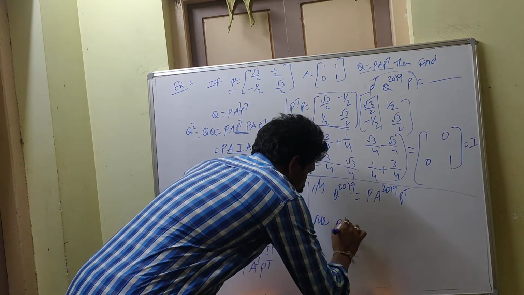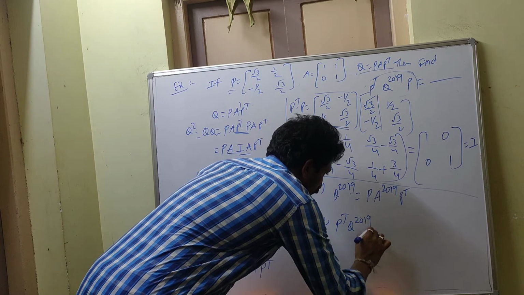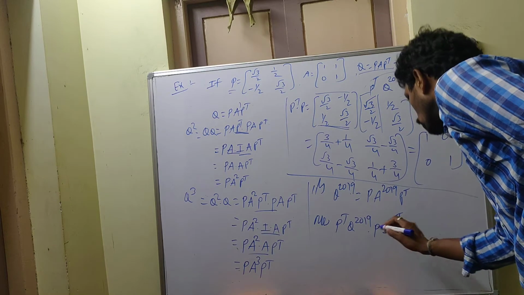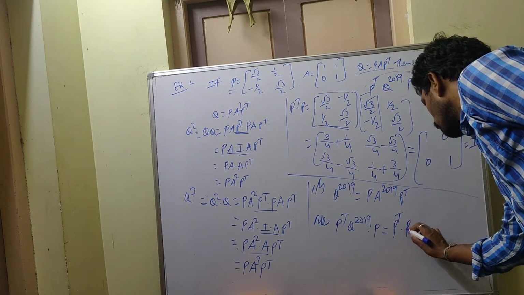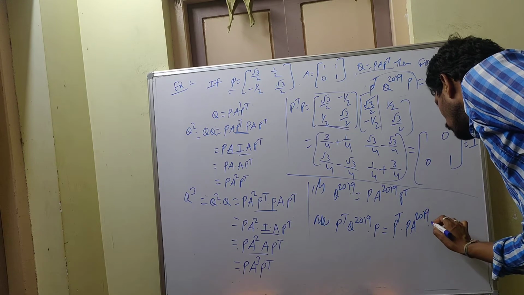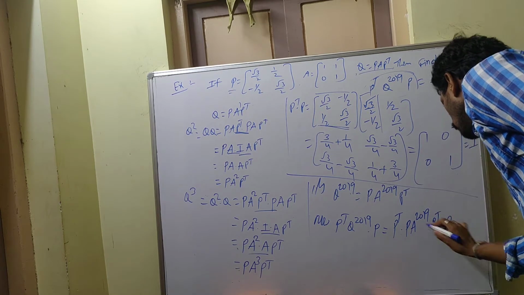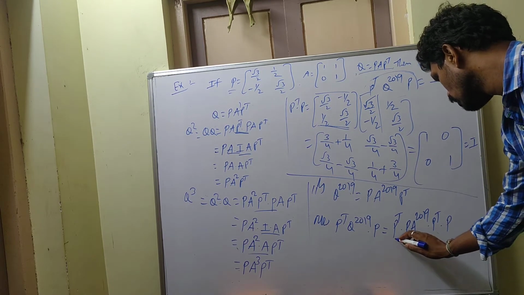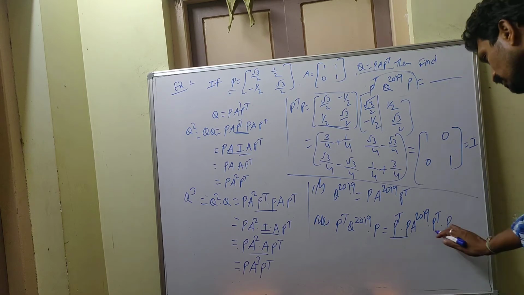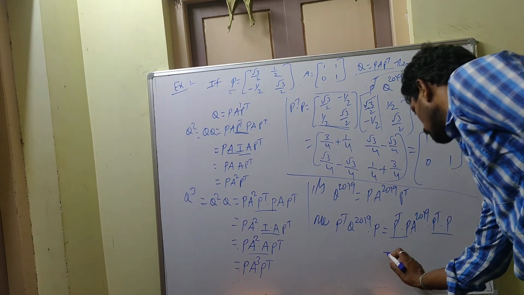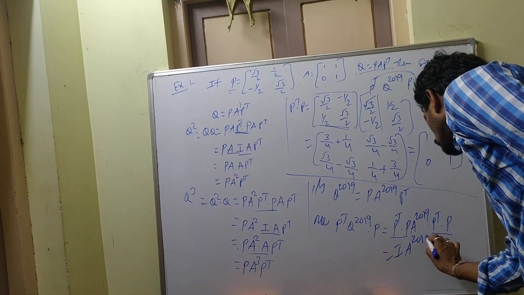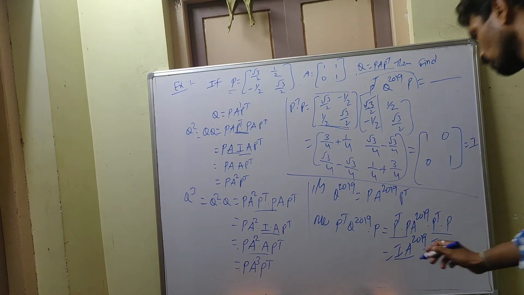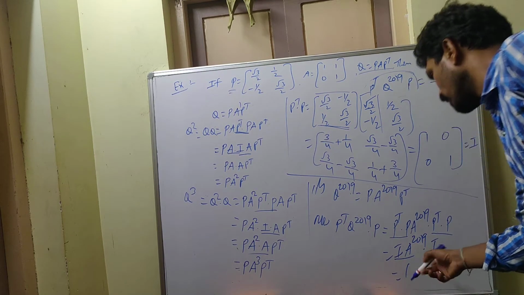Now P transpose into Q power 2019 into P is equal to, what can I write? P transpose into Q power 2019, which means P into A power 2019 into P transpose. Again we have P. See here, this P transpose into P is I. This P transpose into P is I. So this is nothing but I into A power 2019 into I. I into any matrix gives the same matrix. So A power 2019, again into I.